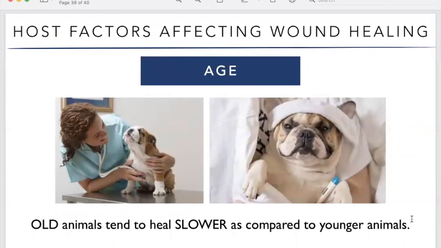Host factors affecting wound healing, right? Number one is age. Old animals tend to heal slower as compared to younger animals. Why? Number one would be your total body water content, okay? Younger animals would have a better body water content, so usually their circulation would be better. Old animals would have, of course, the usual senility process, wherein the immune system and any other system would usually depreciate in value. Kumbaga, hindi na siya ganun kalakas. Right? They're not as good in protecting the animal from infection. So usually the wound healing would be not as good as in young animals.